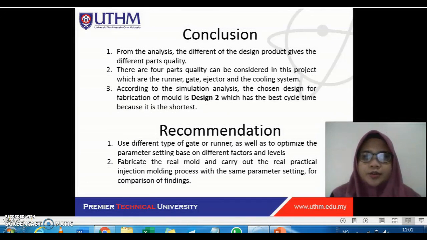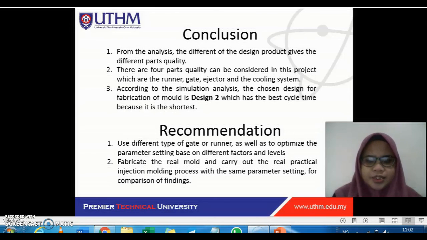As for the conclusion, from the analysis, the difference of the design product gives different part quality. There are 4 part quality factors that can be considered in this project, which are the runner, gate, ejector, and the cooling system. According to the simulation analysis, the chosen design for fabrication of the mold is design 2, which has the best cycle time because it is the shortest time.